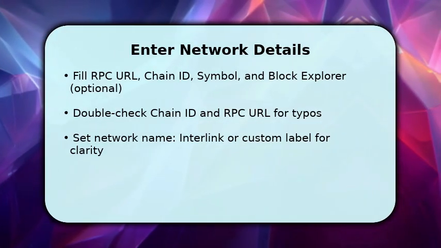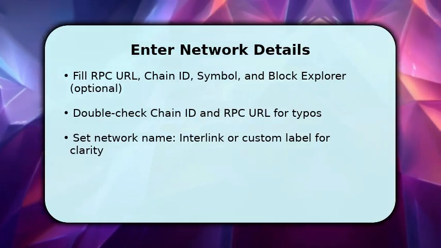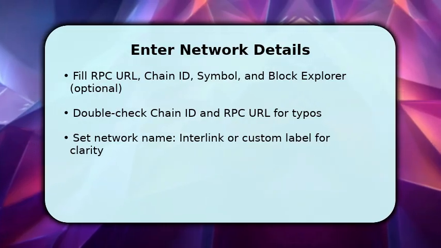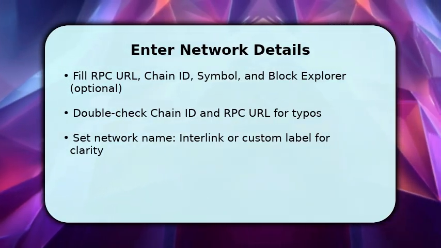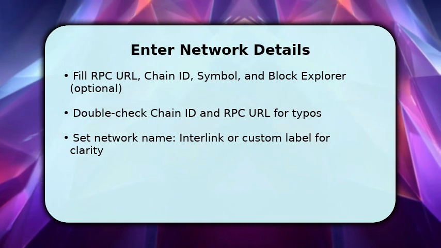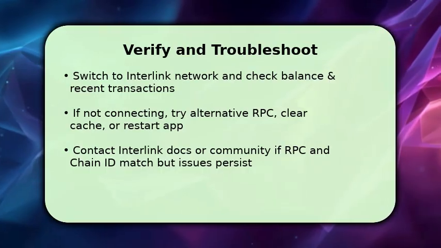Trust Wallet validates basic formatting but may not verify endpoints. After saving, the new Interlink network appears in your network selector. Make sure to switch to it before attempting token transfers or contract interactions. Final steps: switch to the Interlink network and confirm your balance and recent activity display correctly.